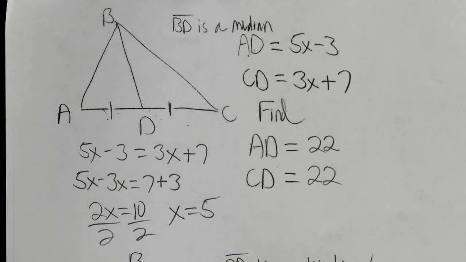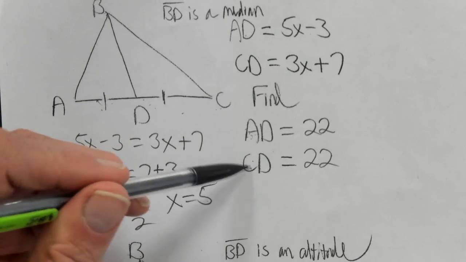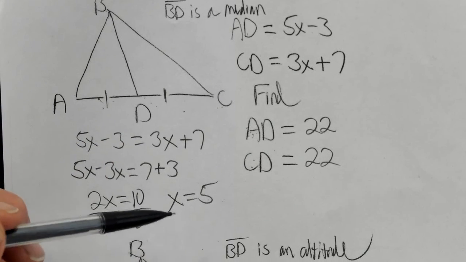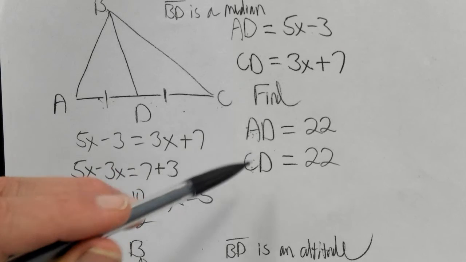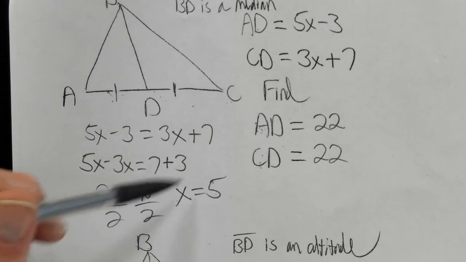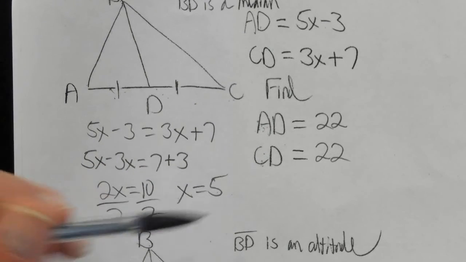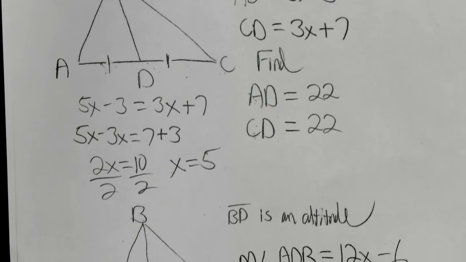All right, so don't forget, make sure you answer what the question asks you for. The answer is not 5. It didn't ask for x. You've got to plug them back into each one of these. All right, and remember, 5 is probably going to be answer choice A, so be careful with that. All right?